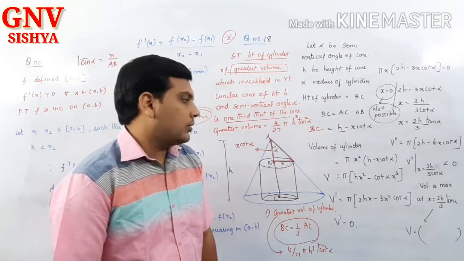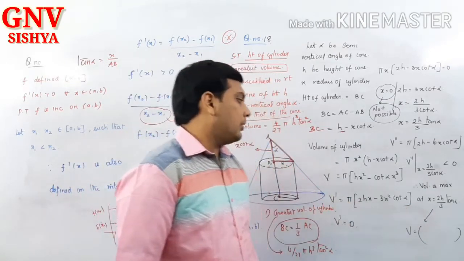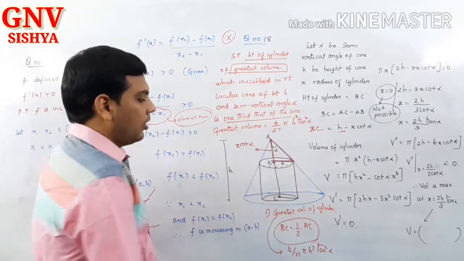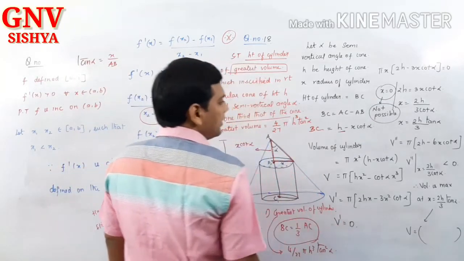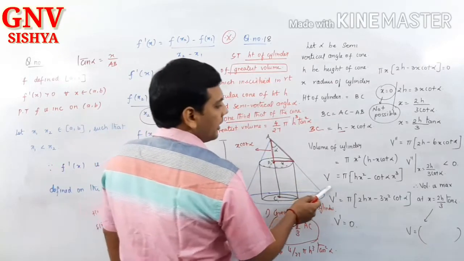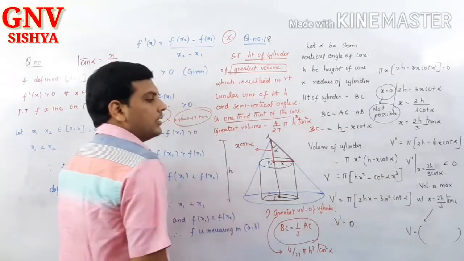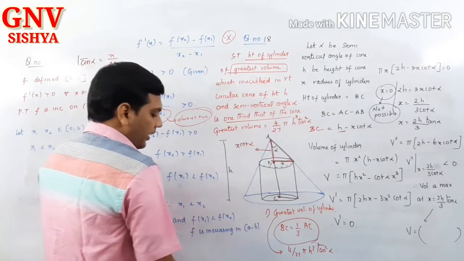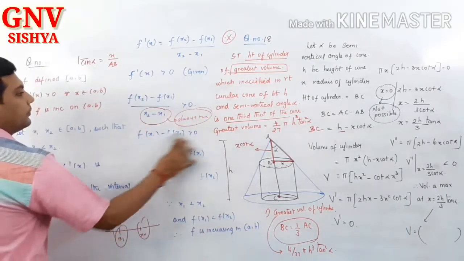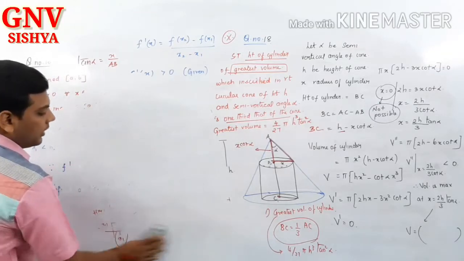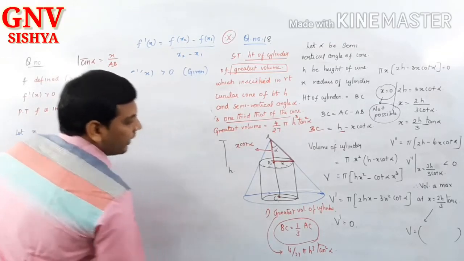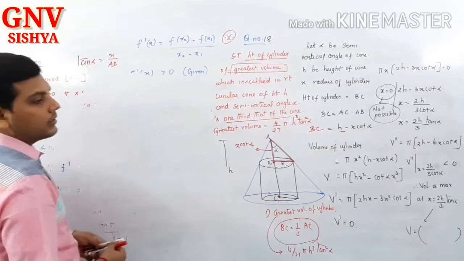Next, what do you have to do, sir? Next, you have to substitute this value inside your volume, because we have to prove the volume like this, correct? So substitute this value of x inside the volume. The volume formula is here. So substitute inside the volume. You should get 4 by 27 pi h cube tan square alpha, right?